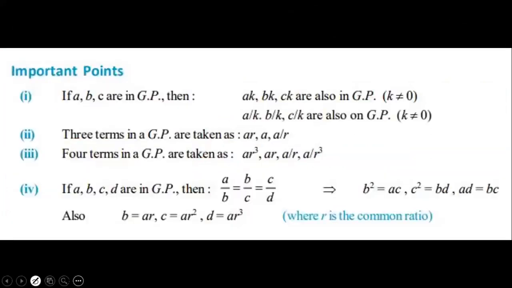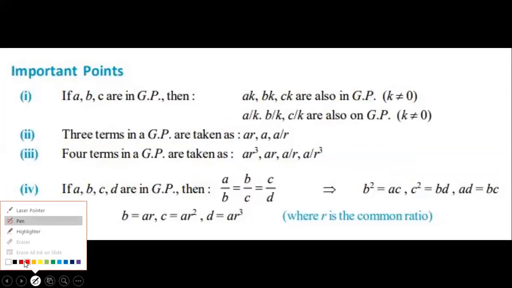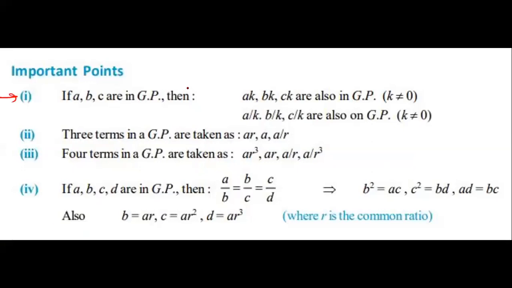Important point, already discussed. Once again, I'm giving it. If A, B, C are in GP, then A+k, B+k, C+k, this one is not required, already discussed. How to choose 3 terms, 4 terms. Like this, if A, B, C, D are in GP, then A by B is equal to B by C is equal to C by D. These are the answers. Not required.